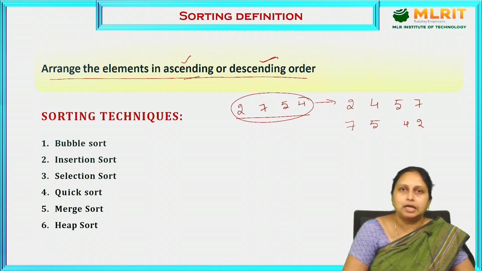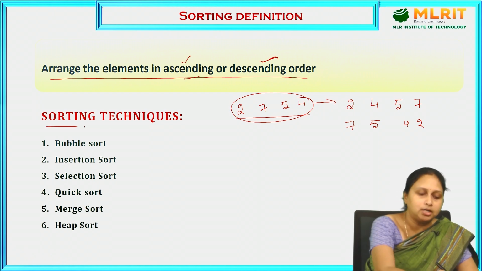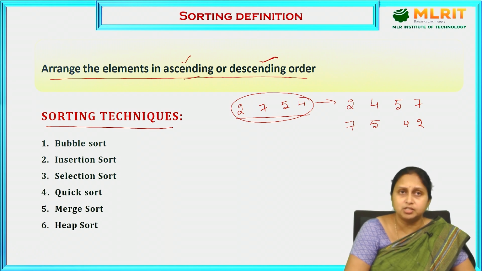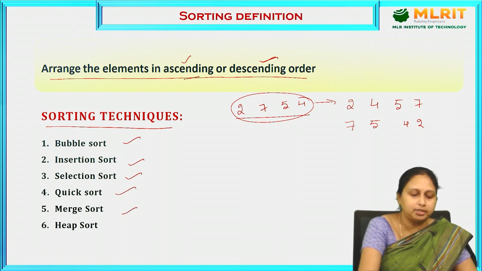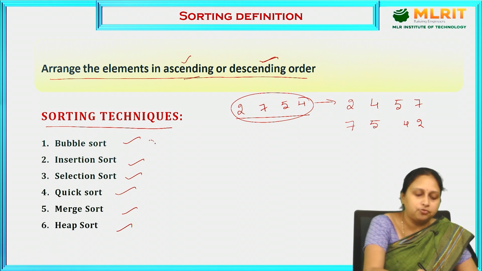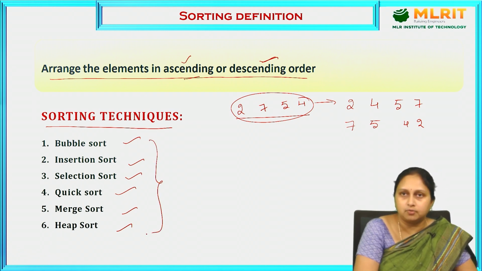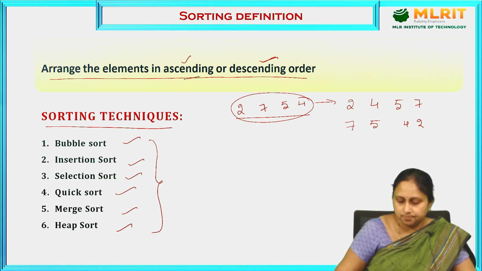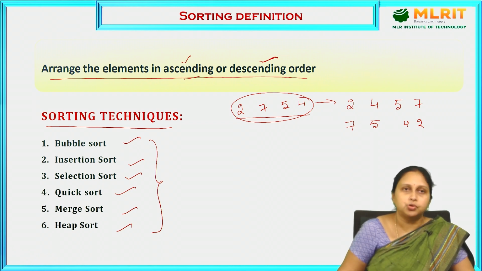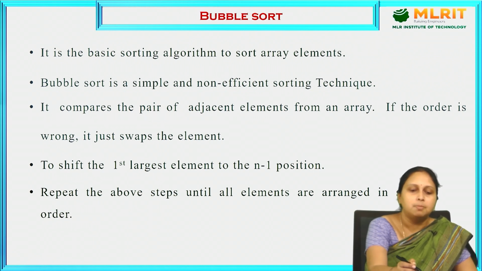When I want to place the elements either in ascending order or descending order, we are going to have some sorting techniques. What are the different sorting techniques we have? We have bubble sort, insertion sort, selection sort, quick sort, merge sort and heap sort. These are the different sorting techniques we are going to see, and we have some more additional sorting techniques also, which come under advanced topics. Now we are not going to discuss them. Let us see the basic sorting technique, that is the bubble sort.